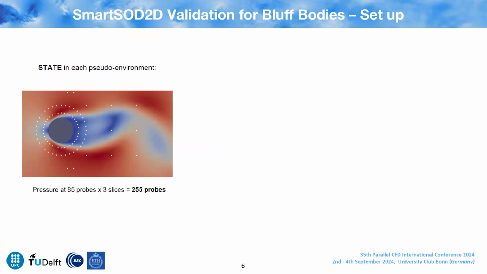For the state, we are using these sensors. Each environment has one slice of this, and the input of the agent has a total size of 255 sensors. Because we are not only using one slice, we're also using the 2 neighboring slices of the neighboring environments. For the reward, this is the expression that we are employing.